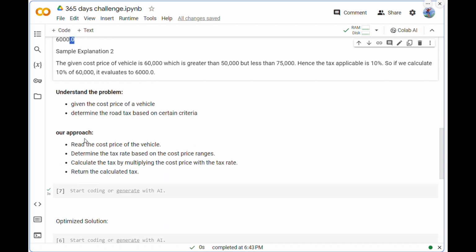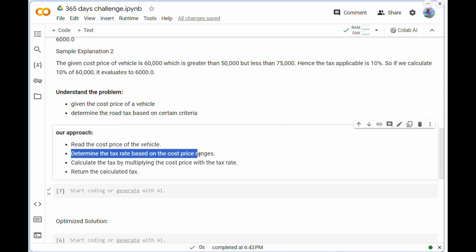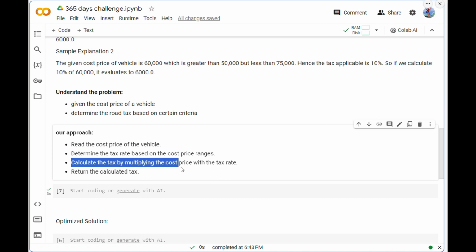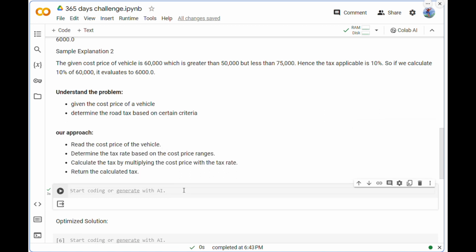Now let's see how we are going to solve this problem. We will start by reading the cost price of the vehicle. Then we will determine the tax rate based on the cost price ranges, and we will calculate the tax by multiplying the cost price by the tax rate. Once this is done, we will finally return our calculated tax. So let's write our code so it will be much easier for you to understand.